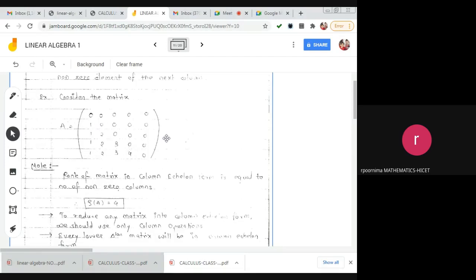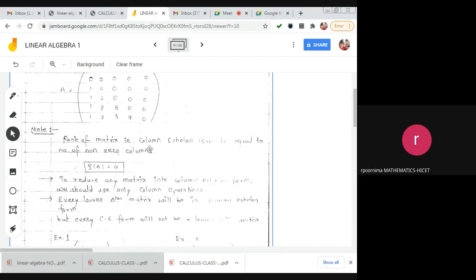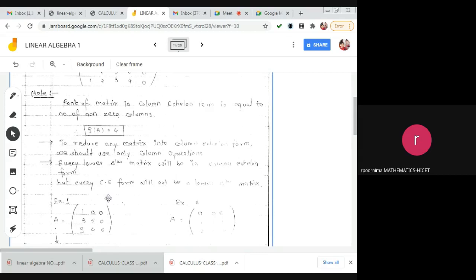Note that the rank of a matrix in column echelon form is equal to the number of non-zero columns. Here the rank is 4. To reduce any matrix into column echelon form, we should use only column operations. Every lower triangular matrix will be in column echelon form, but not every column echelon form is a lower triangular matrix.